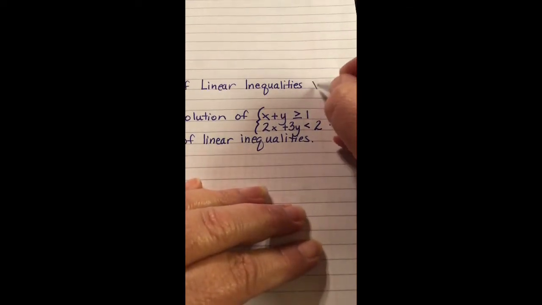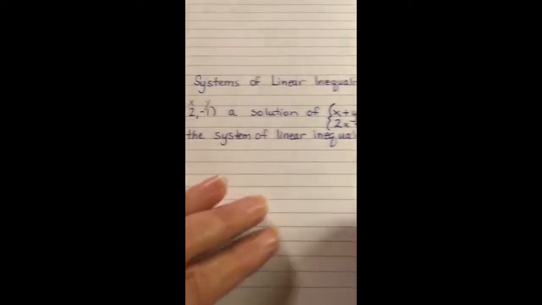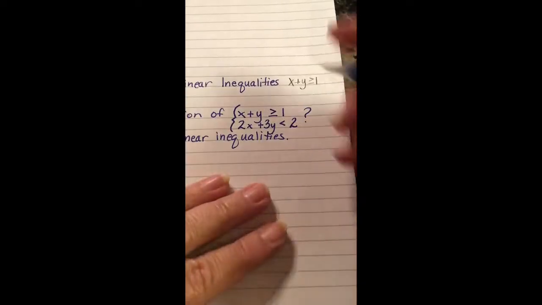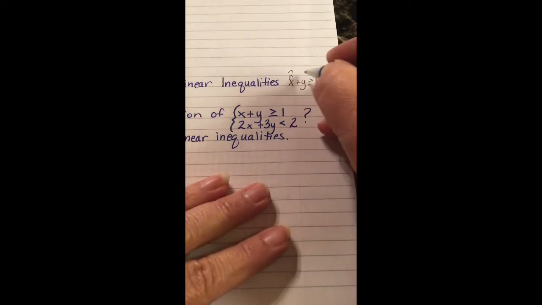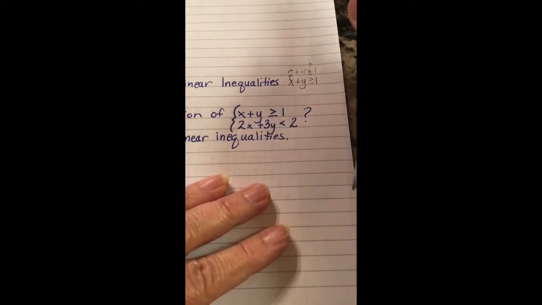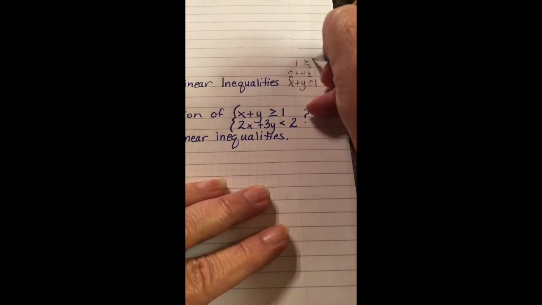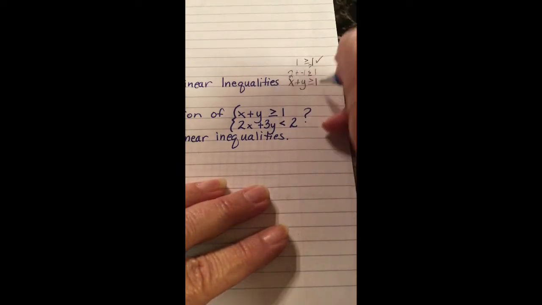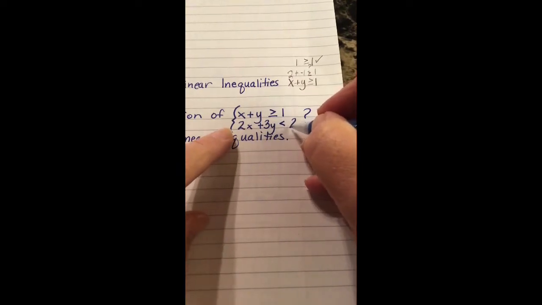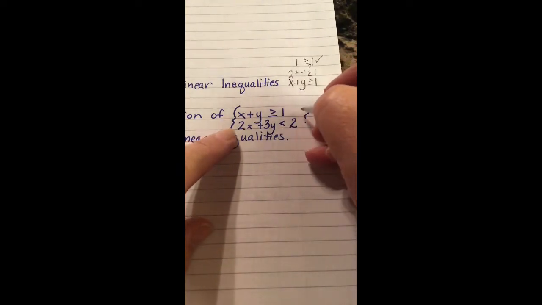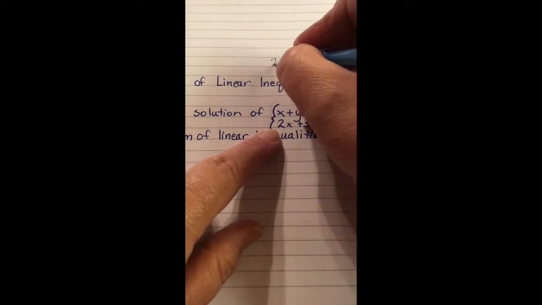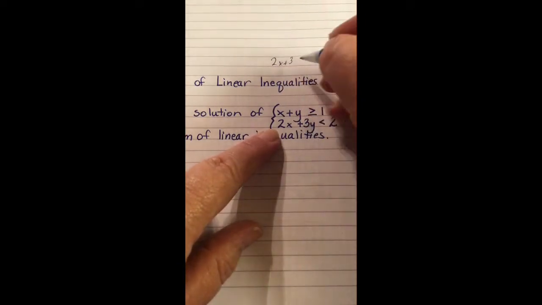You substitute 2 in for x, -1 in for y, and see if it satisfies both of these inequalities. So I'm going to start with the first one, x plus y greater than or equal to 1. I want to see if (2, -1) satisfies this first one. So 2 plus -1, is that greater than or equal to 1? 2 plus -1 is 1. Is 1 greater than or equal to 1? Yes, it is. But I can't just automatically say yes because I have to see if it satisfies the second one as well. So then I have to substitute (2, -1) into that inequality.